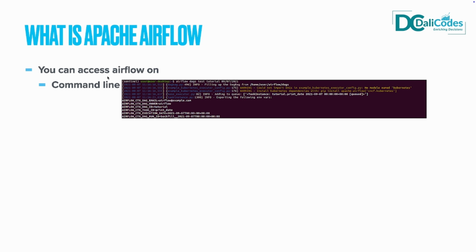Now, given that we know these features of Airflow, how can you access Airflow? There are several ways you can access Airflow. The first one is through command line. In this example here, we have airflow dags test tutorial and then a date. This is just a CLI command that you can use to access Airflow. And in this case here, we are running a test on a task.